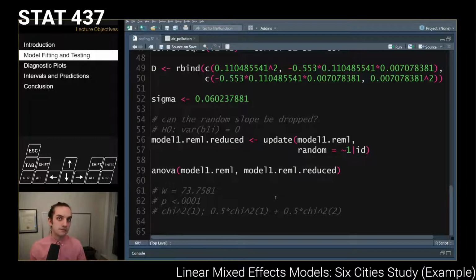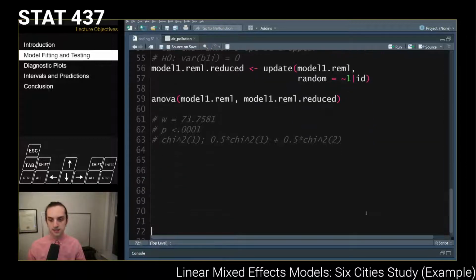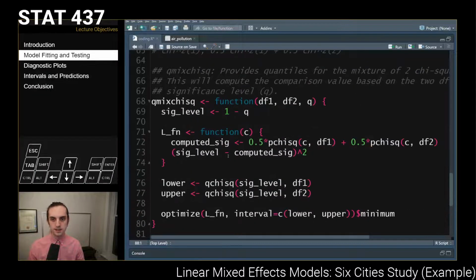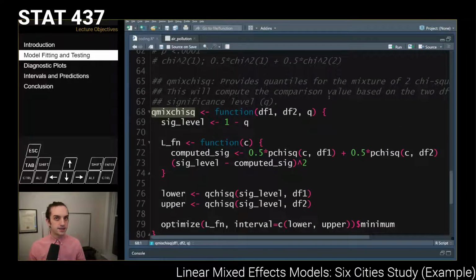So we actually need to be using a chi-square, a mixture chi-square distribution. Now on the course website, you should find a function or a file that has some helper functions in it. So I'm going to copy and paste those helper functions in here and just briefly explain them to you. But the first one is this Q mix chi-square, and it's going to take in a degrees of freedom 1, a degrees of freedom 2, and a Q value.